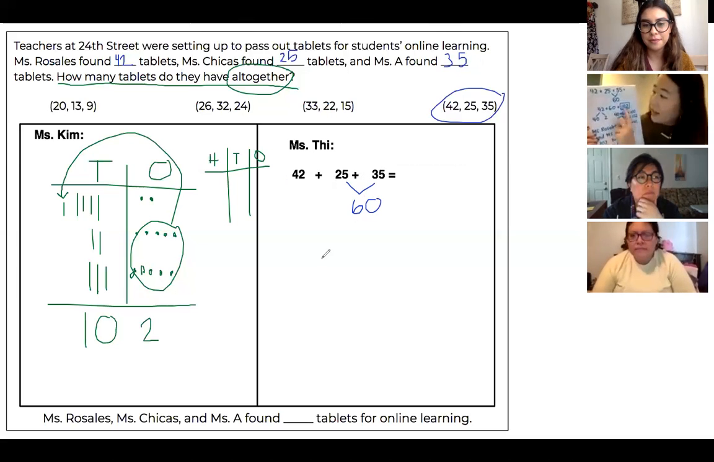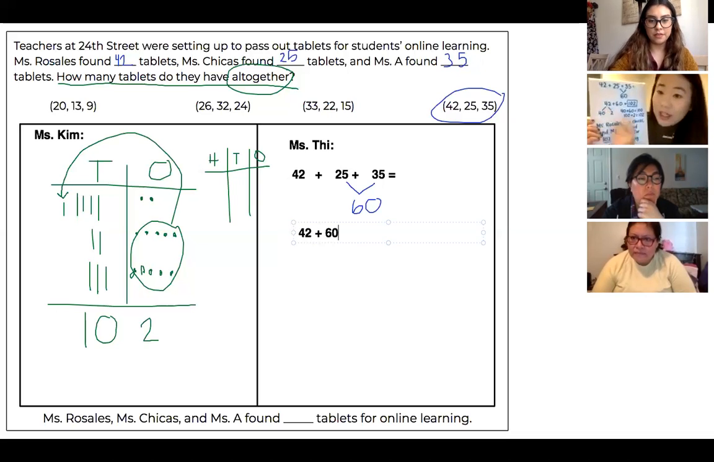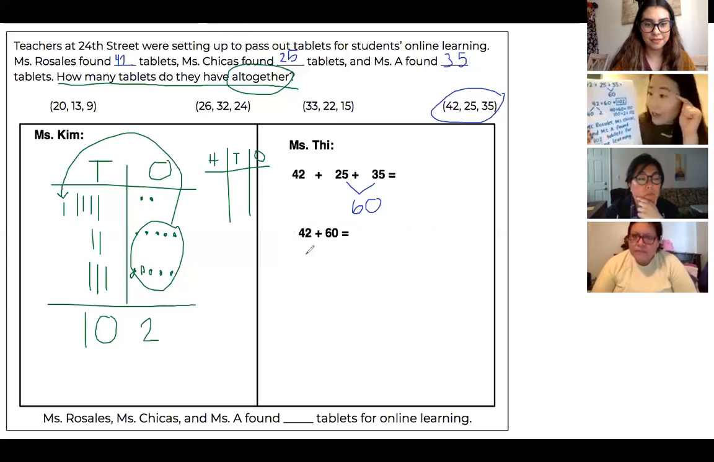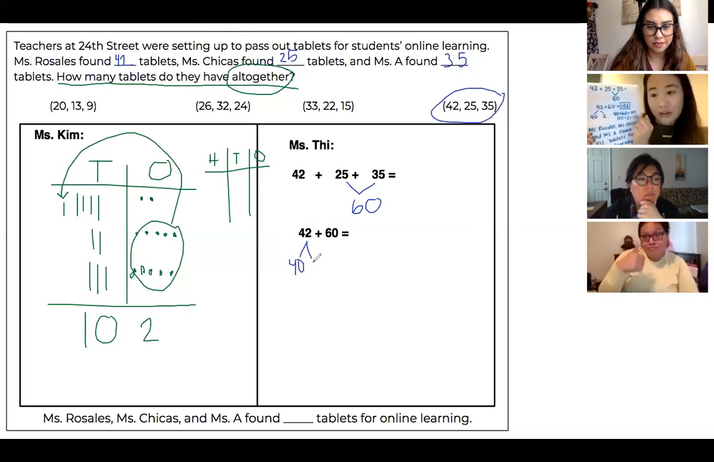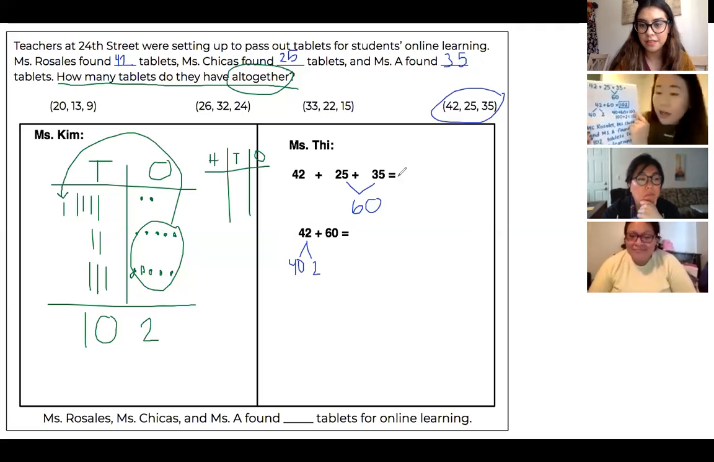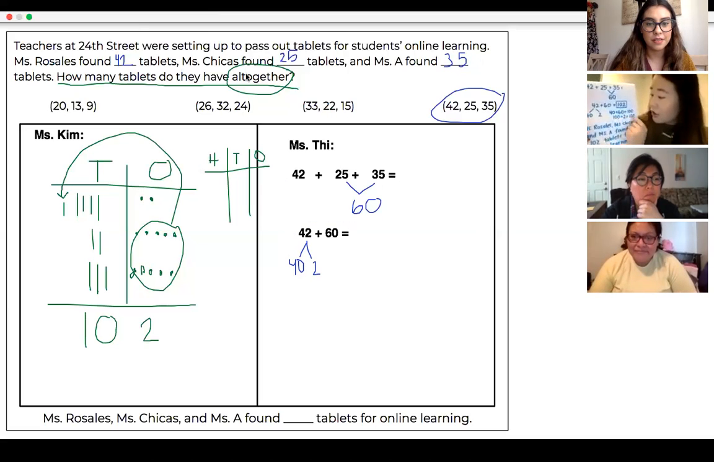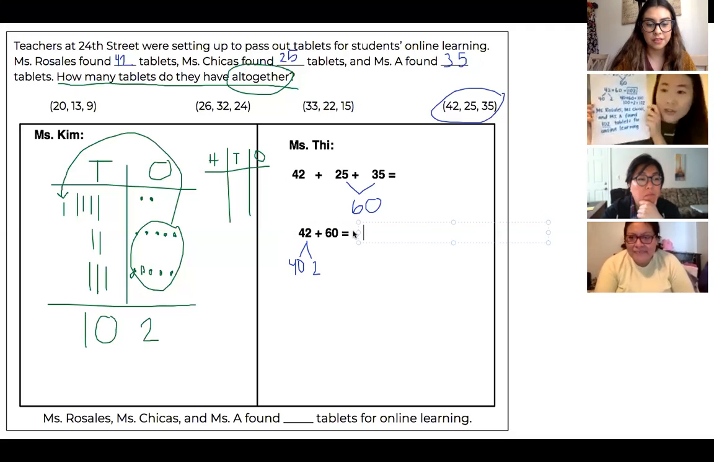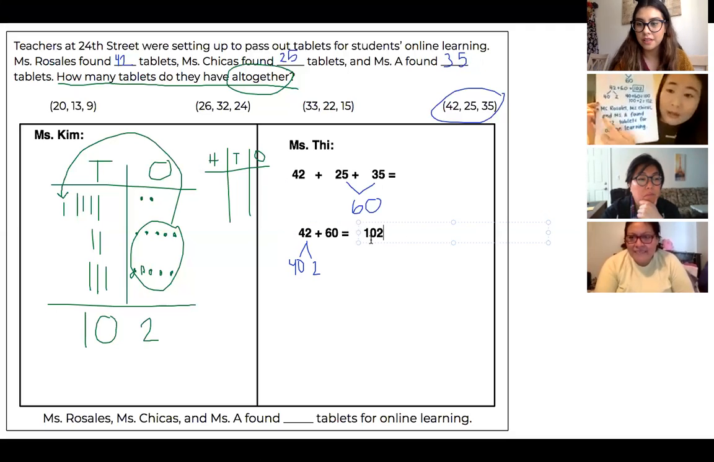Wow. And then I rewrote the equation to 42 plus 60, and then I was like, okay, let me decompose the 42 to 40 and 2. And then I know my 40 plus 60 equals 100 because it's kind of like 4 plus 6 equals 10 with an extra 0. And then I added the last 2, and then I got 102. And then I followed your directions and wrote it in a sentence.